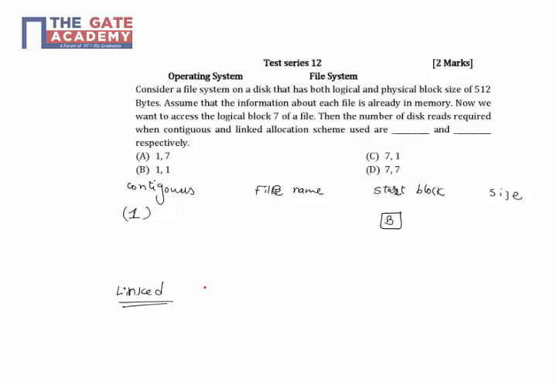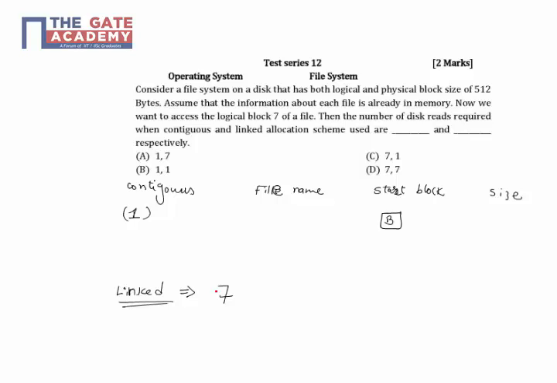So according to this linked representation, we will have to start from the first block to get the second block's address, and then the second block to get the third block's address, and similarly we will have to access the sixth block to get the seventh block's address, and after that we'll have to read that seventh block from there. That means seven different reads or accesses will be required to the disk to get block number 7 from the file.